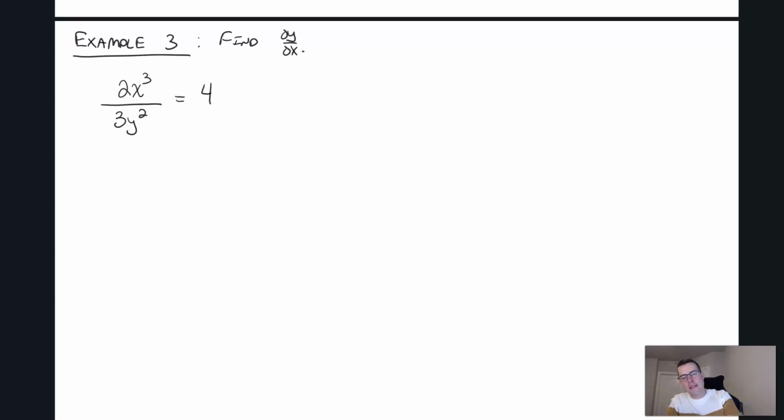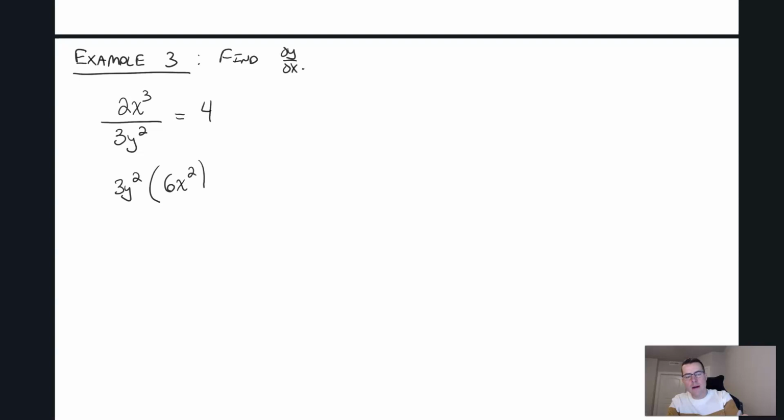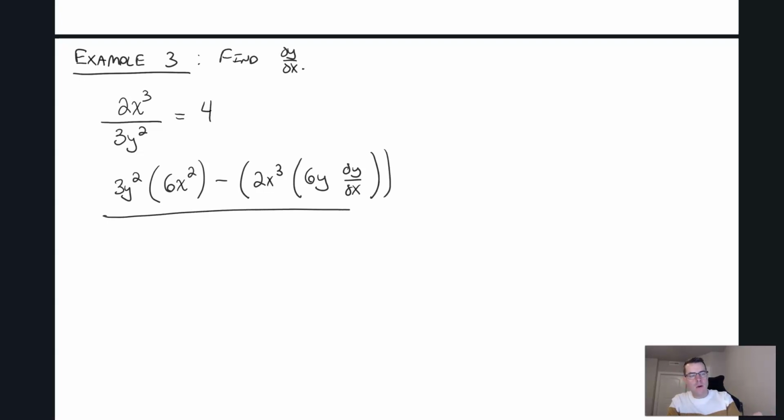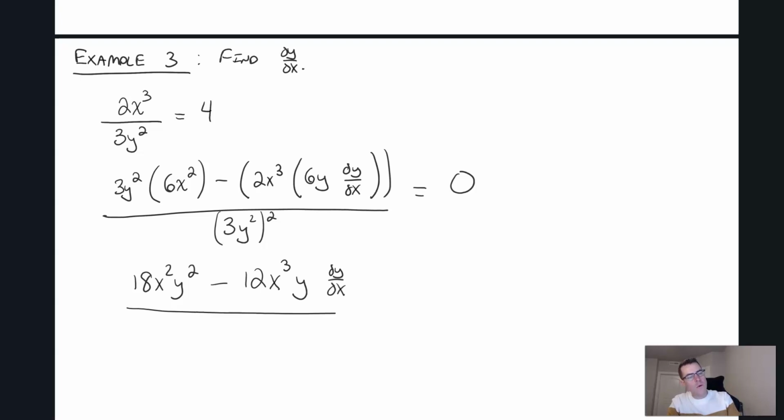Now remember, the quotient rule says that we do the bottom, which is 3y squared, times the derivative of the top. Derivative of the top would be 6x squared, minus the top, which is 2x cubed, times the derivative of the bottom. Now the bottom here would be 6y dy dx. So that all over the bottom squared is equal to, and then the derivative of 4 just becomes 0. So we're going to simplify this down here. 3y squared times 6x squared becomes 18x squared y squared, minus 6 times 2 is 12, so we get 12x cubed y dy dx, over 3y squared squared is equal to 0.